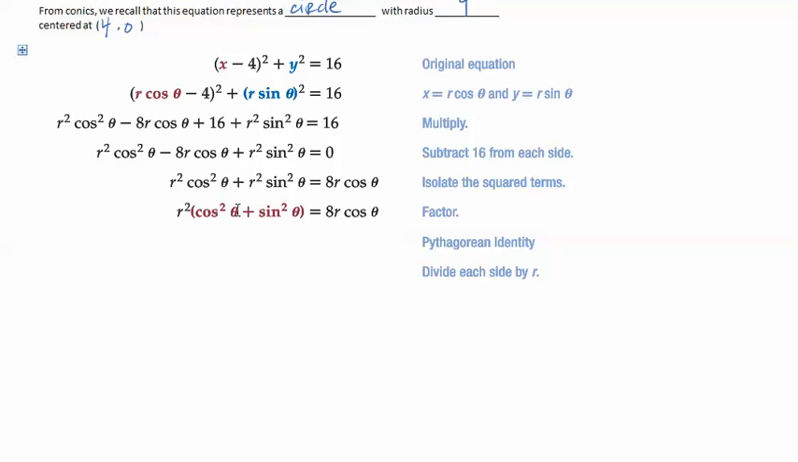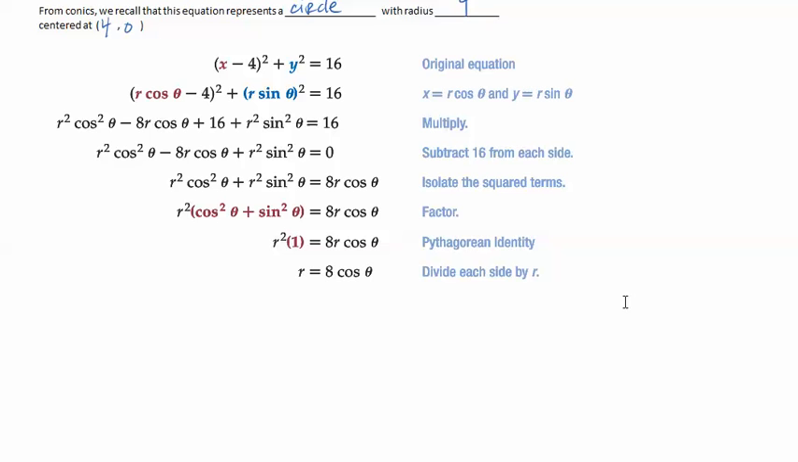You should see at this point how that's going to reduce pretty nicely. Again, getting cosine squared theta and sine squared theta together is always helpful because of that Pythagorean identity, which says cosine squared plus sine squared equals 1. So now we just have the equation r squared times 1, or just r squared, equals 8r cosine theta. We can divide both sides by r, and we get the equation r equals 8 cosine theta.